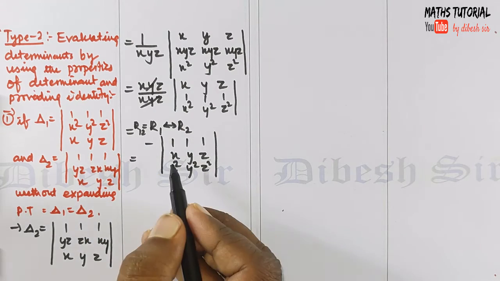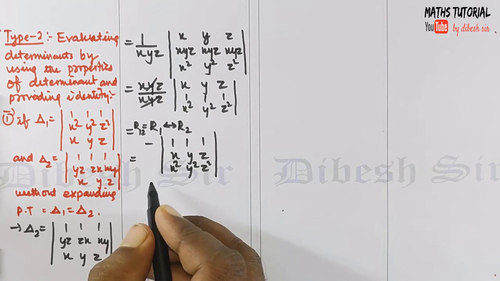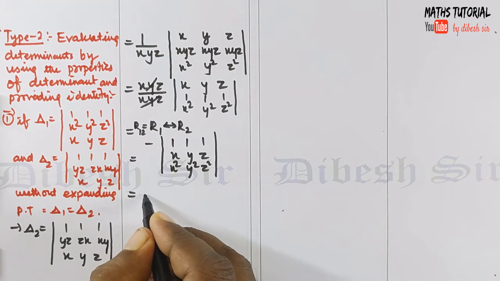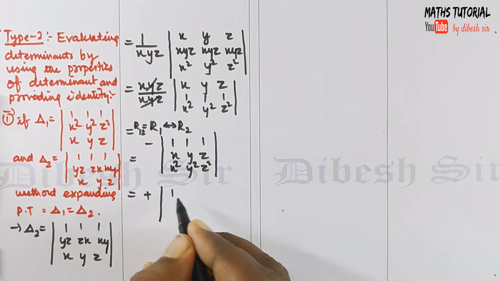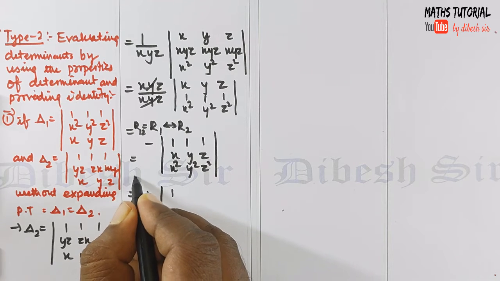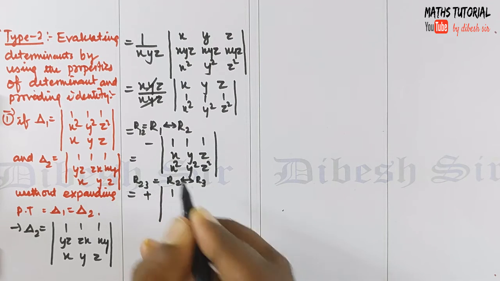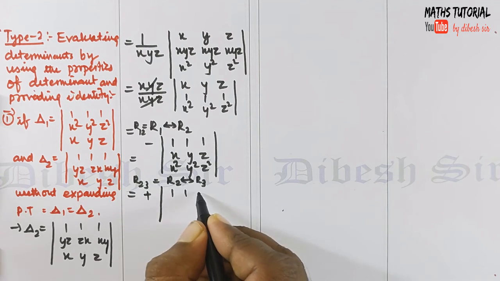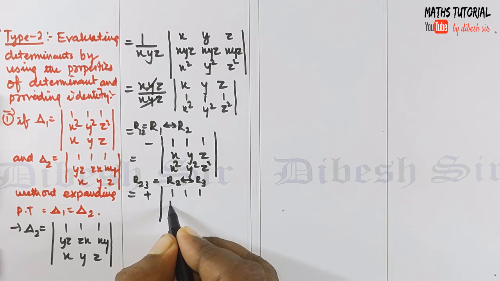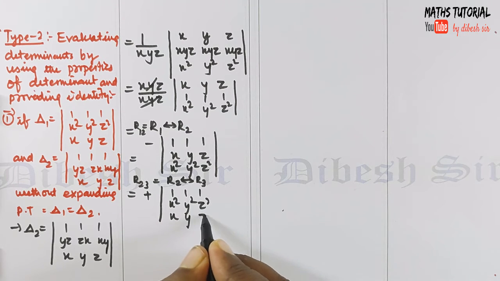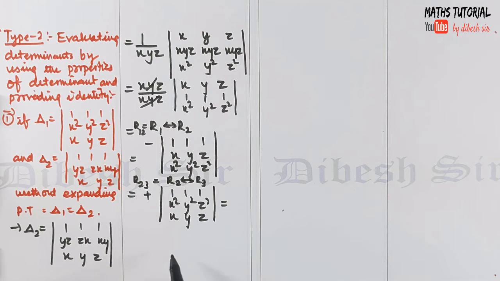But again interchange these two rows, again take minus common, minus minus plus, so this becomes 1. Apply R23, it means R2 interchanges with R3. First row remains as it is, second row becomes x square y square z square, third row changes to x y z, which is equal to delta 2. So we have successfully proved that delta 1 is equal to delta 2.